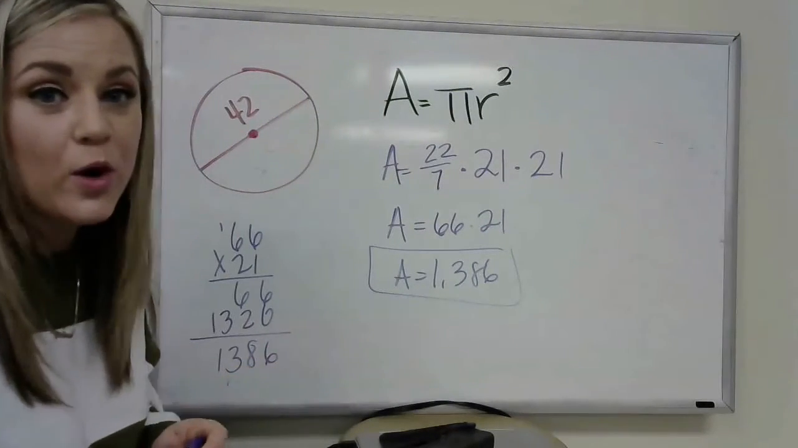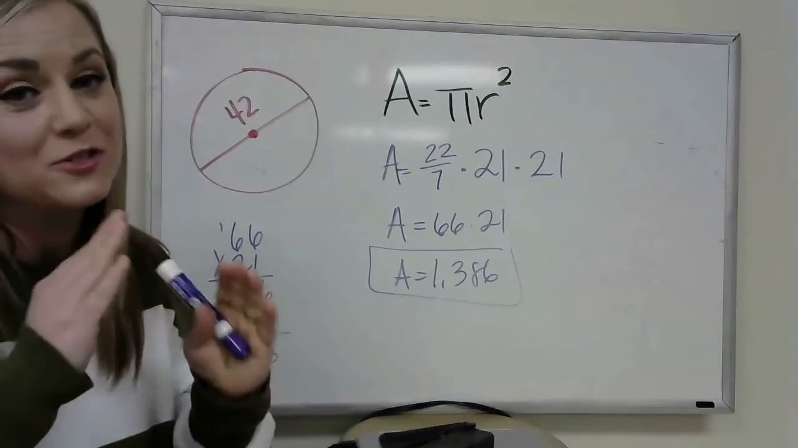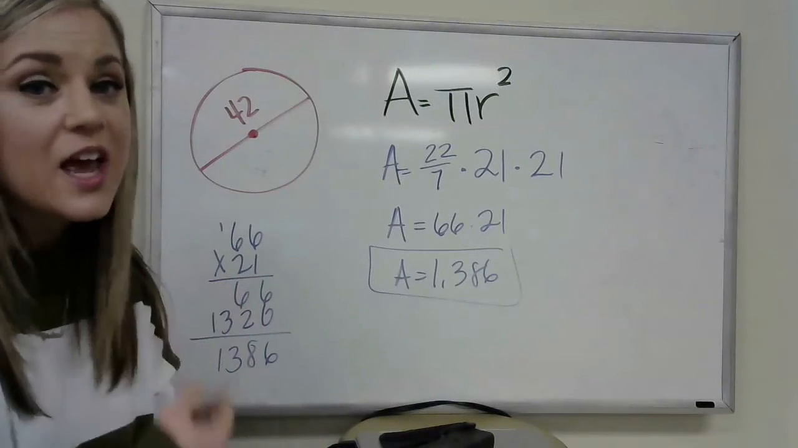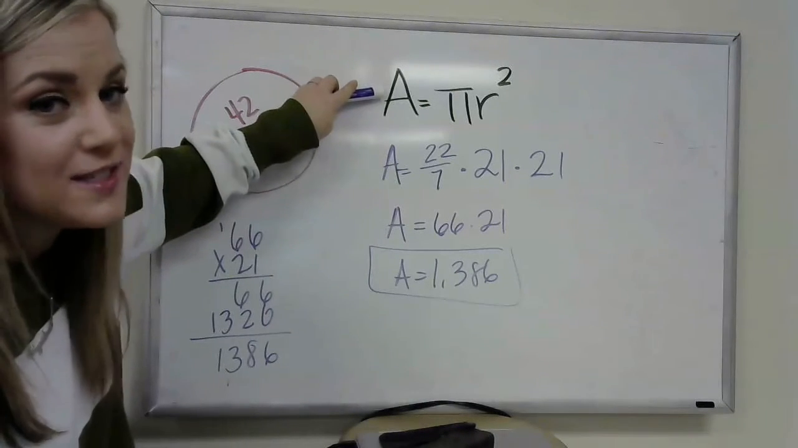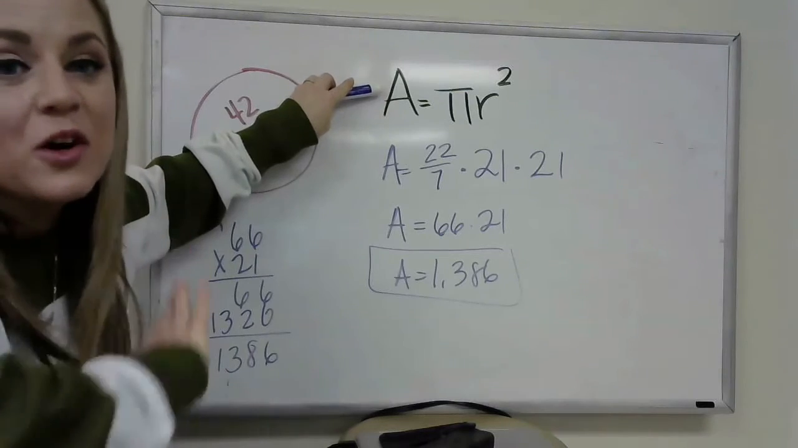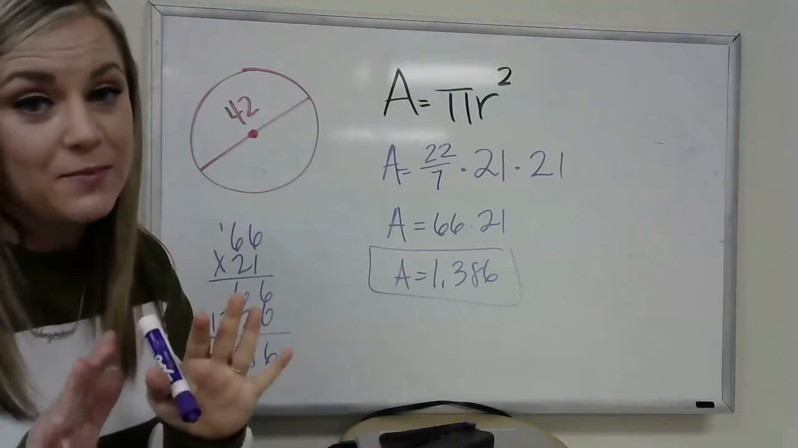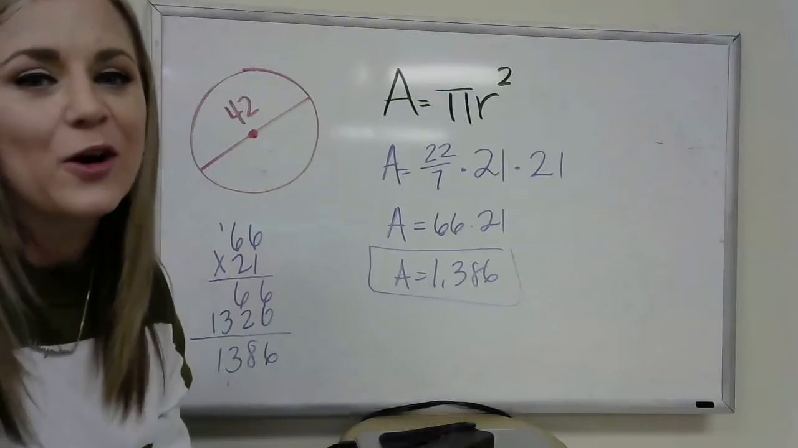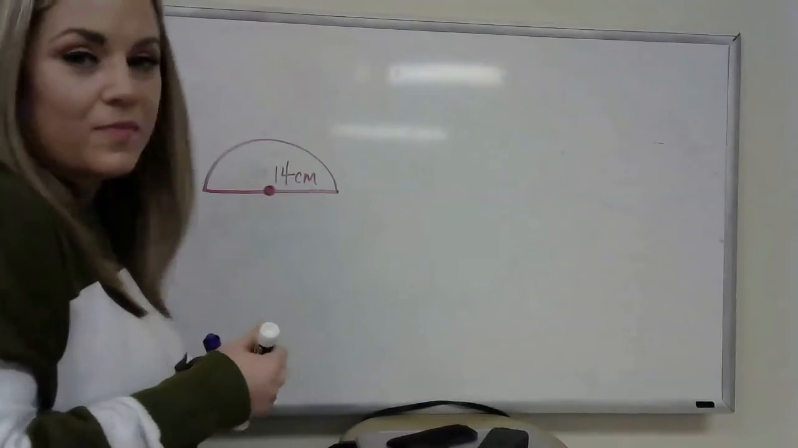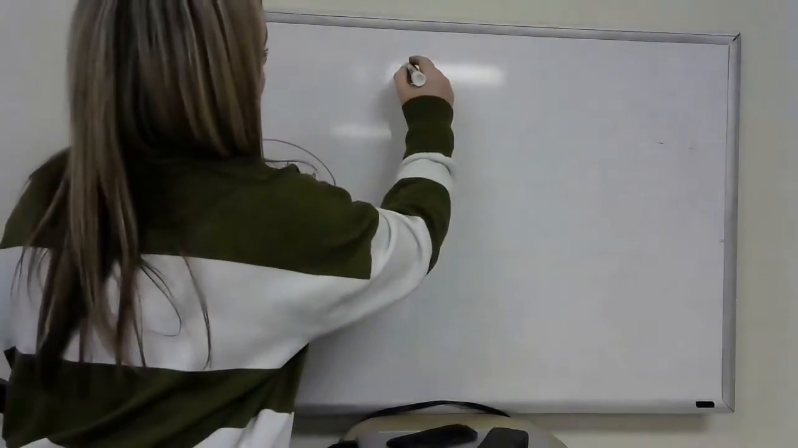All right, so next what we're going to do is we do have to learn how to do semicircles, so half circles, which we just use the same formula. We just divide it by 2 at the end, okay? So we got one more example. We're going to do a semicircle because you may see that. All right, guys. One more and we're done. So we have a half circle.